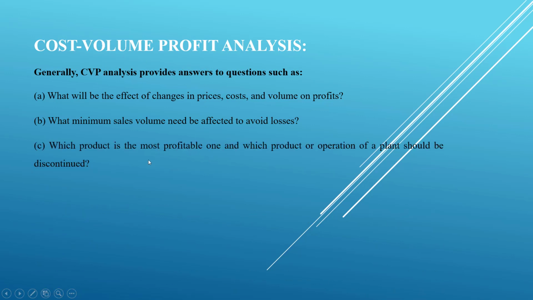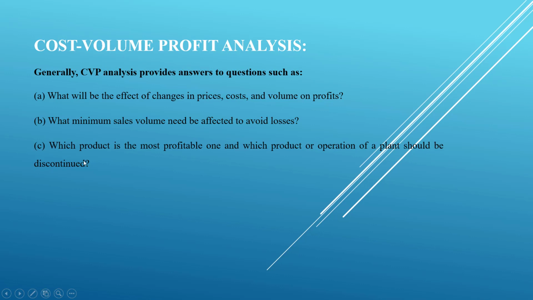The next question is: which product is more profitable, and which product or operation of a plant should be discontinued? For those products which you are selling and getting a certain kind of profit, you have to see whether they are profitable to you or not. And if certain products are causing you losses after selling, or you cannot sell those products in the market, then those products have to be discontinued. The production of those products has to be discontinued, right?